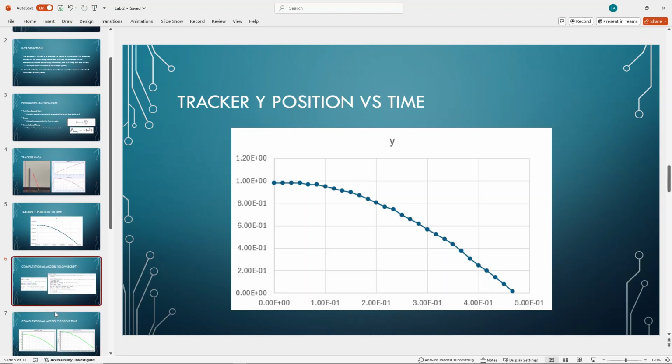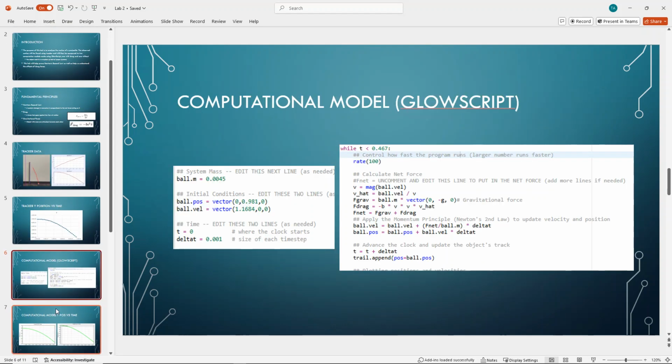Now to go into some details about the code itself. Here on the left side, I set my initial conditions. My y initial position was 0.981 meters, and my initial x velocity was 1.1684 meters per second. The actual code goes till peak time, which was 0.467, and here are all the necessary calculations to calculate the net force on the ball.